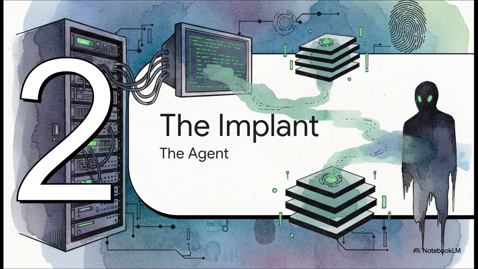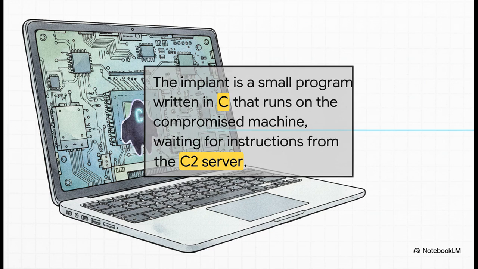Okay, so we've seen the server. Now let's shift our focus to the other end of the connection, the implant. You can think of this as the secret agent, operating out in the field on the compromised machine. Its entire job is to be lightweight, super sneaky, and really efficient. It's written in C, which gives it great performance and low-level access to the operating system. It's basically the server's hands and eyes on the target system, carrying out orders silently in the background.